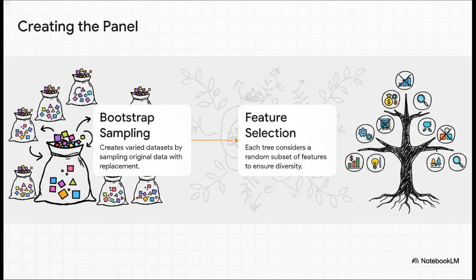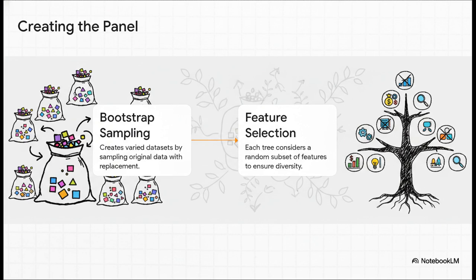First is something called bootstrap sampling. Imagine you've got data on 100 customers. To build one tree, you randomly pick 100 customers, but with replacement. That means some customers might get picked twice and some not at all. You do this over and over for each tree, so each one gets a slightly different perspective on your customer base.